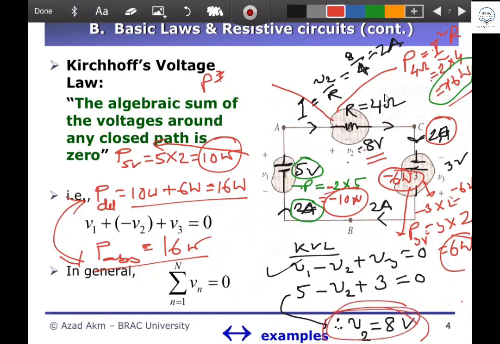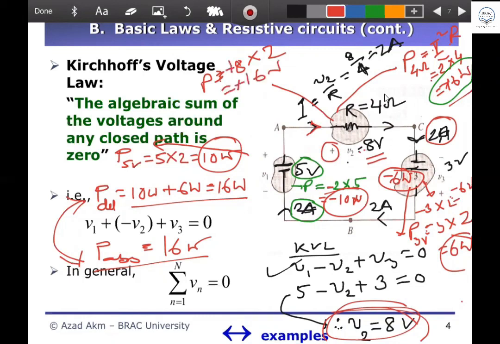So V into I means 8 into the current. Resistor power can also be found from VI because V is given. So V is 8 and I is what? 2. So does it follow the associate law or not? Follow, sir. Yes, because the 2 ampere current is flowing into the positive terminal, so it follows the associate law. If it follows the associate law, is it plus or minus? Plus, sir. So it is plus 16 watt.